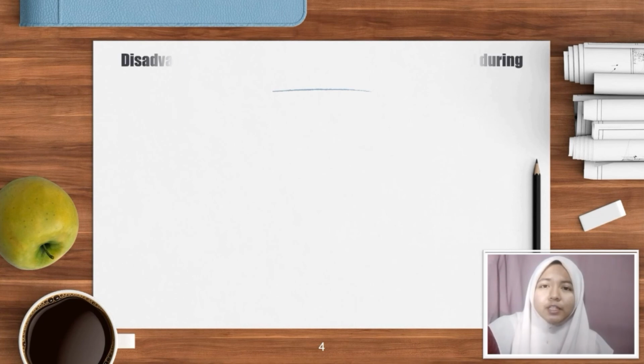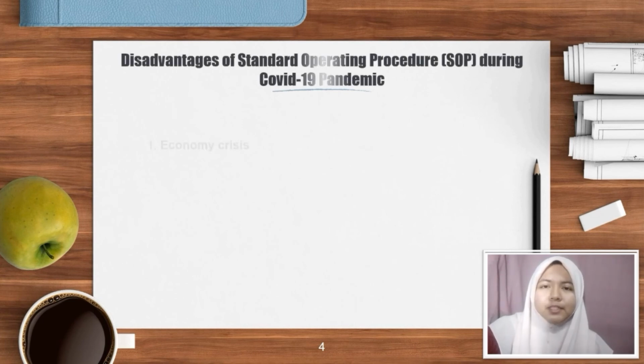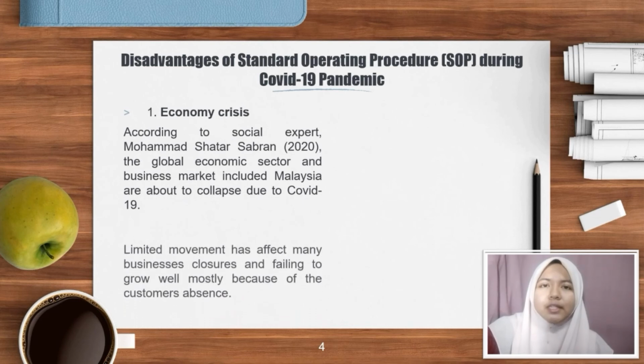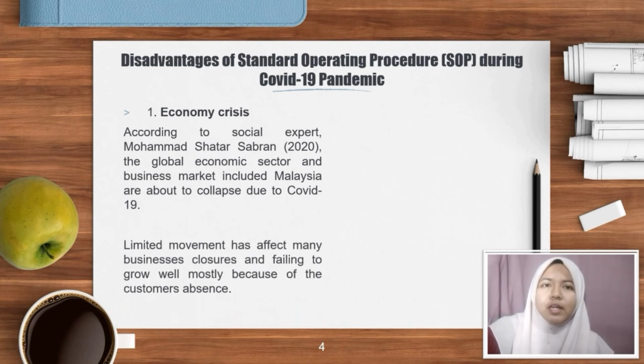Next are the disadvantages of Standard Operating Procedure SOP. First, an economic crisis. According to social expert Muhammad Shatta Sabran, the global economic sector and business market, including Malaysia, are about to collapse due to COVID-19. Limited movement has caused many business closures and failure to grow well, mostly because of customer absence.